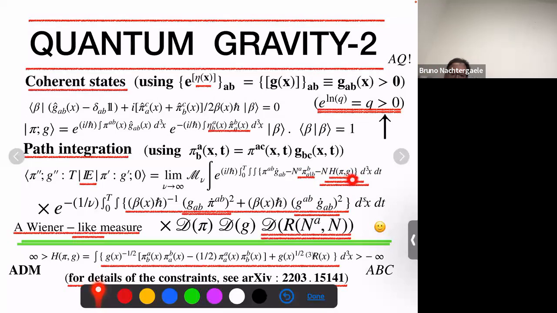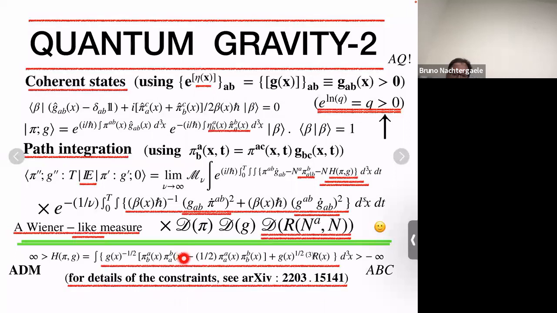Anyway, here is the Hamiltonian extra term coming in, and we have our Hamiltonian. Hamiltonian is down here, using the ADM Hamiltonian and the Lagrange multipliers are there. And here we have our strange Wiener-like measure that captures the story. The Lagrange multipliers can be seen in details of the constraints in an archive situation.